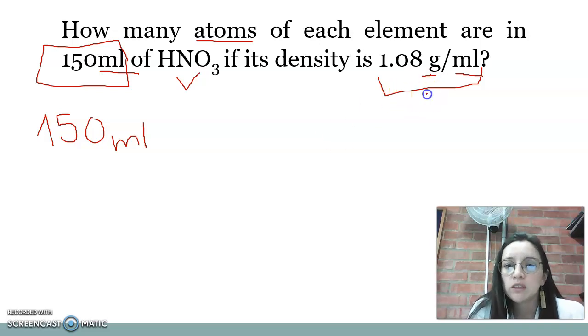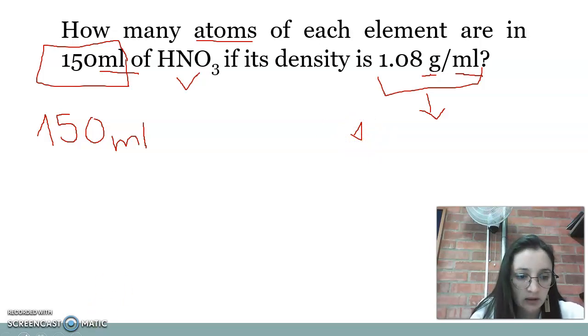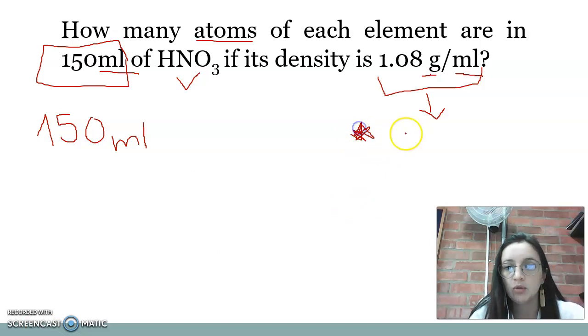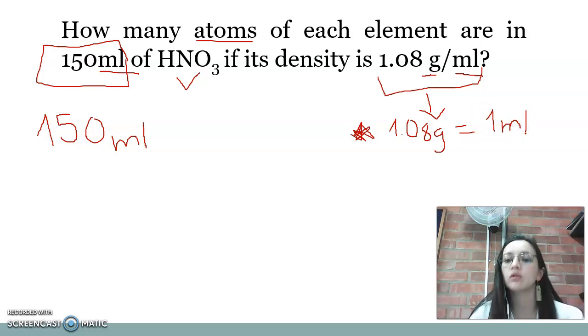What is my conversion factor in this case? This one, density, because I can have an equality from this density. I can have, okay, let's say this is, keep pointing here. So I have 1.08 grams are equal to 1 milliliter. And that's going to be my equality or my conversion factor, or the first part of your rule of three, if you want to see it that way as well.